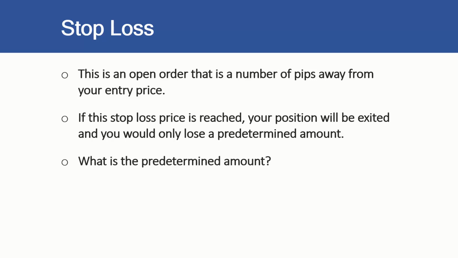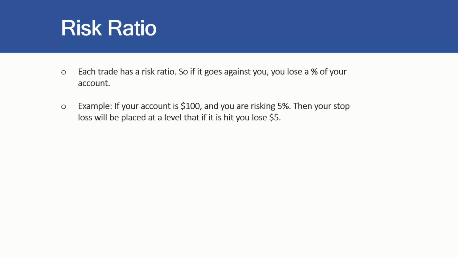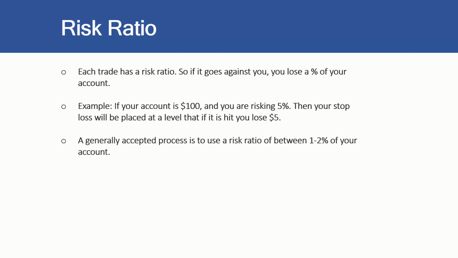So what is this predetermined amount? It's your risk ratio. When it comes to Forex trading, each position you enter represents a risk to your account balance. So if it goes against you, you lose a certain percentage of your account. For example, if your account is $100 and you are risking 5%, then your stop loss will be placed at a level that if it is hit, you lose $5. A generally acceptable process is to use a risk ratio of between 1-to-2% of your account.